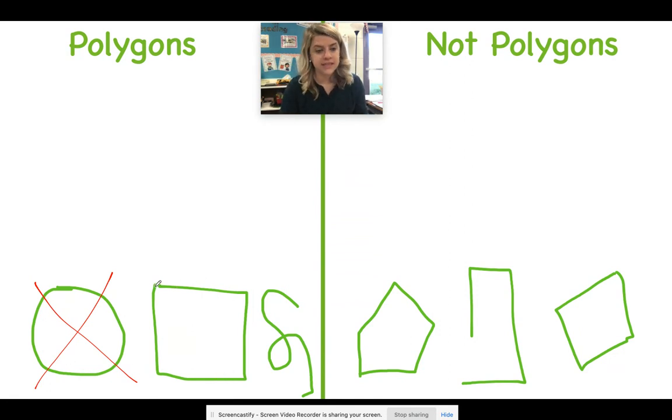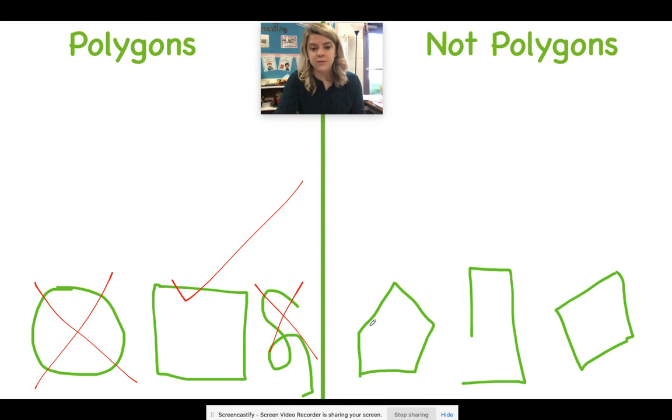Let's look at this one. Straight, straight, straight, straight. Does it have more than one side? Yes. Are they straight? Yes. Is it closed? Is there any way for something to get out of this shape? No, right? So this is a polygon. Yay! Let's look at this one. Does it have multiple sides? Kind of, yeah. Are they straight? No. Are they closed? No. Is this a polygon? No.